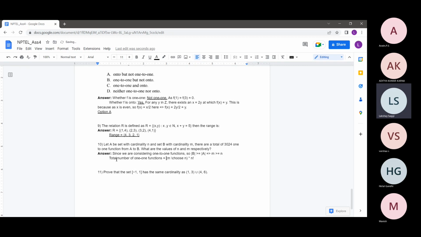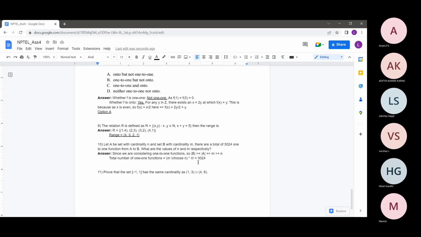I hope this calculation is clear to you guys, and I think this would have also been covered in the lecture. So I'll just assume that this is clear. Now this is given to us as 3024. So now we need to find m, n. m choose n times n factorial is basically mPn, the permutation symbol. So this is just m times m minus 1 times m minus 2 till m minus n plus 1. So maybe I'll just write it down as well.